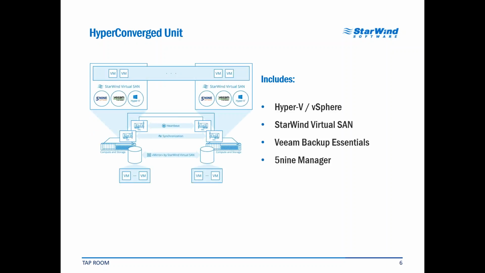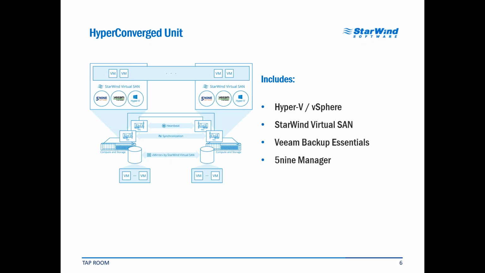Next, the first topic is a hyper-converged unit. This is a quick diagram of how it looks. It will look the same for Hyper-V and VMware. We do not have an official release of VMware yet, but very soon we'll have a VMware hyper-converged appliance as well. And right now we do have a Hyper-V one, so you can get that.